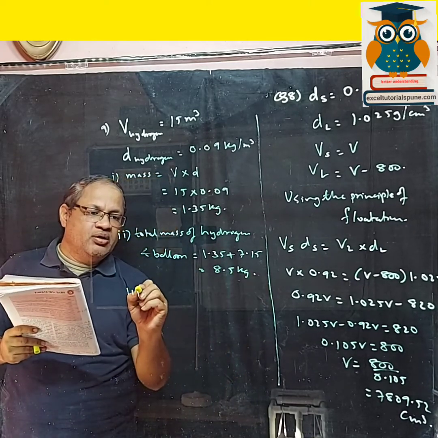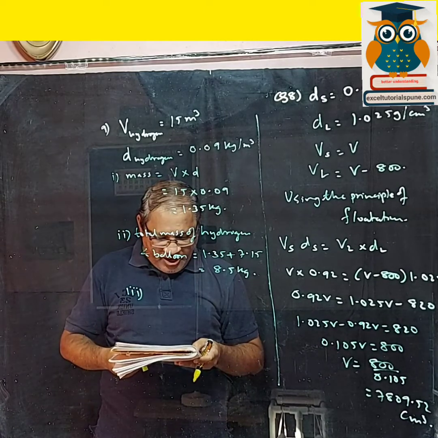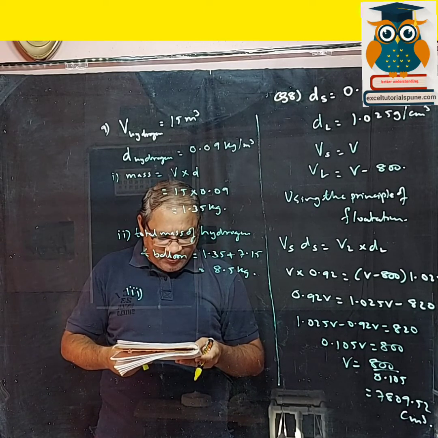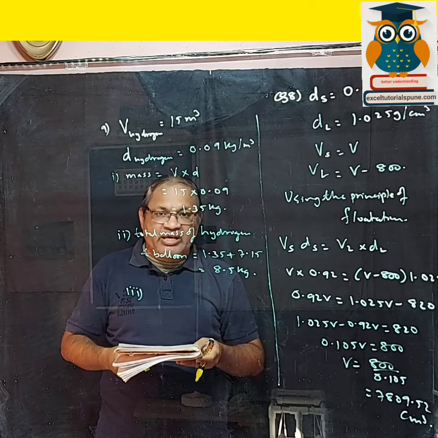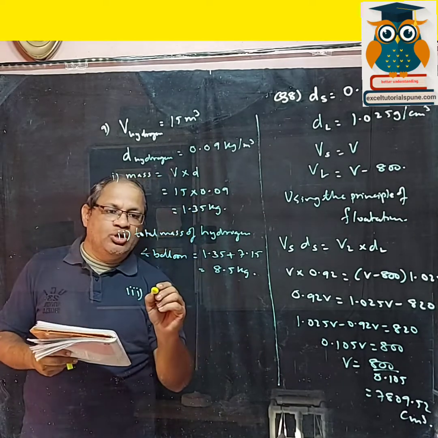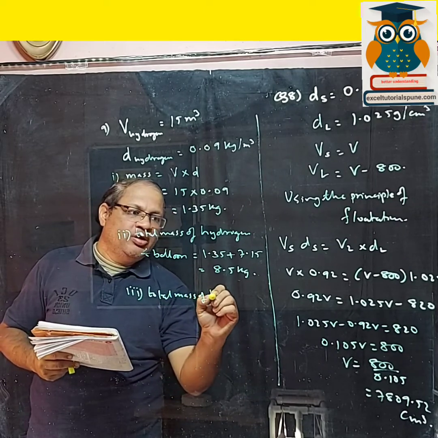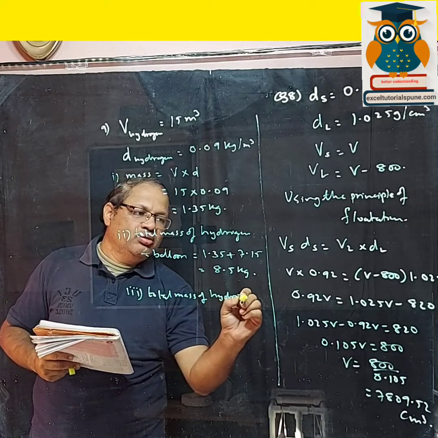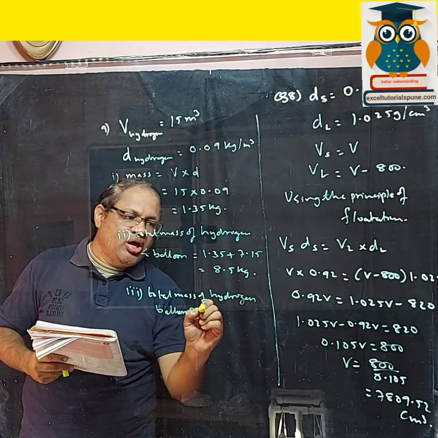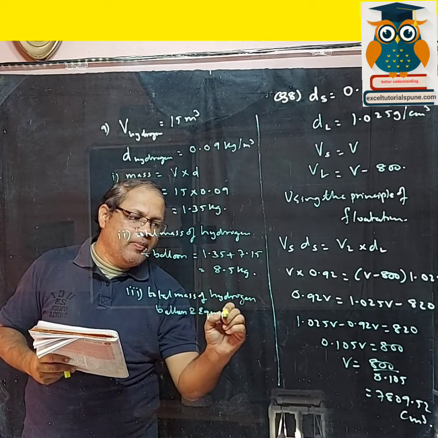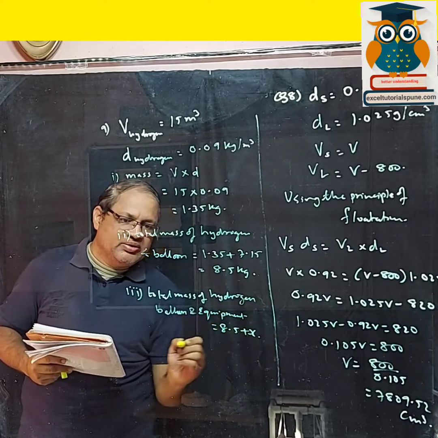Now third part. The total mass of the hydrogen balloon and equipment. So now if the mass of the equipment is x, so total mass of hydrogen, balloon and equipment is equal to 8.5 plus x.